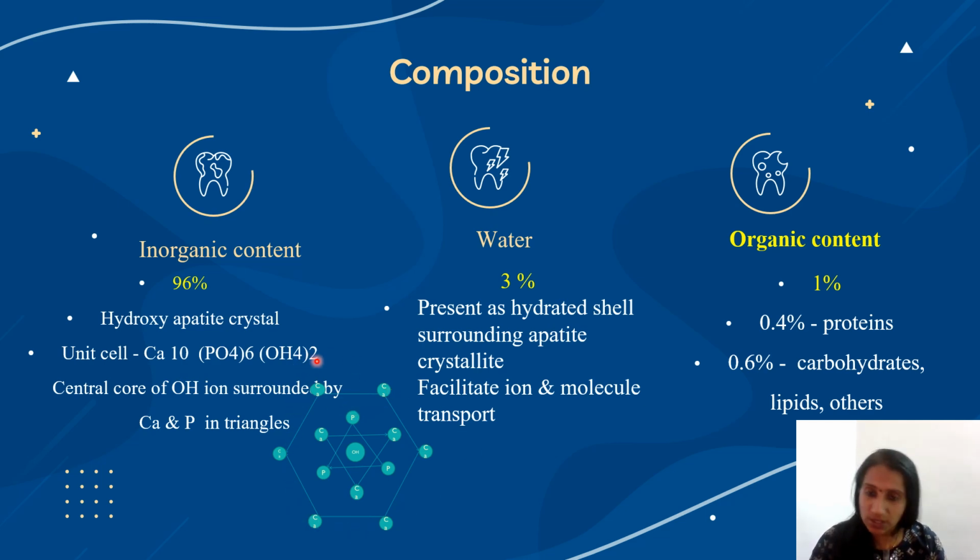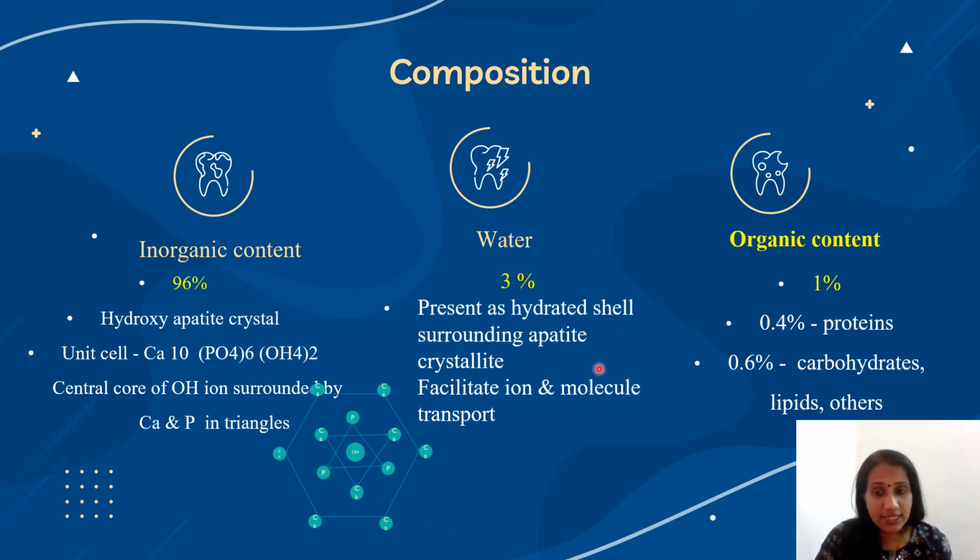And when you look at the structure of a hydroxyapatite crystal, you have in the center an OH ion surrounded by calcium and phosphate groups arranged in triangles around the OH ion. That is how it is a hexagon, and in the hexagon you have an alternating arrangement of calcium and phosphate with the central core of OH ion. So this is called a unit cell, which is the basic unit of enamel.